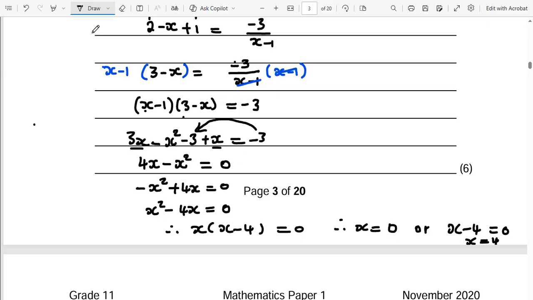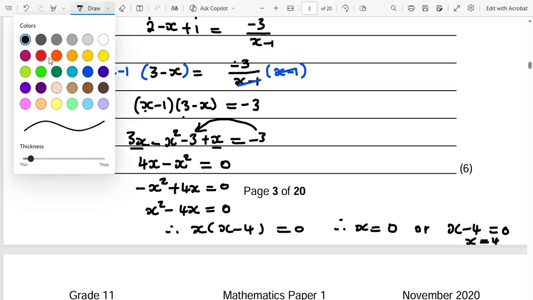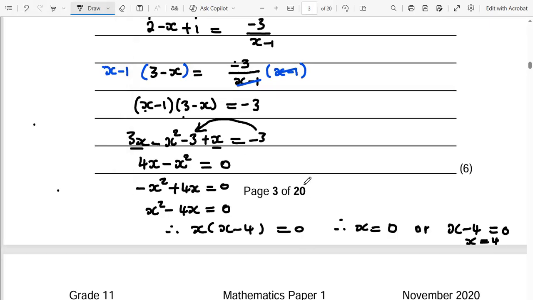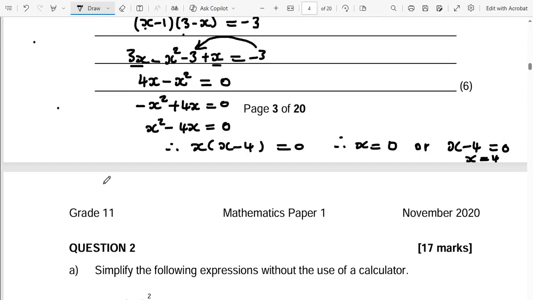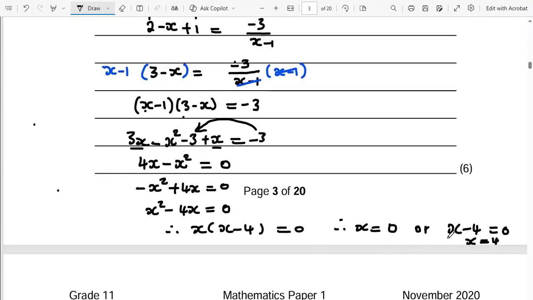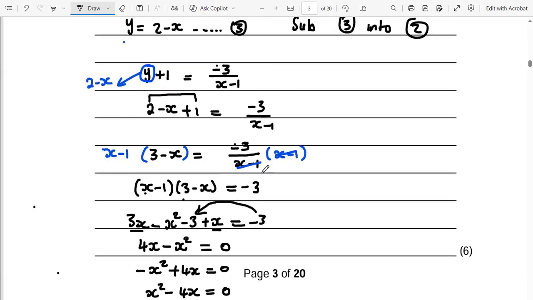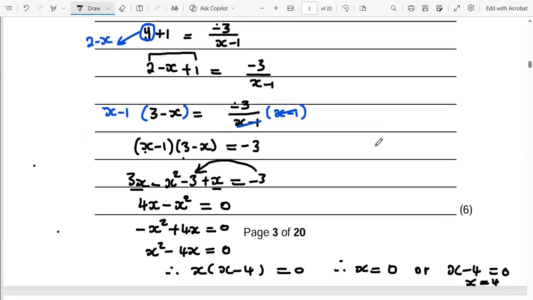Now, another mistake most learners make: when they find the first variable, they celebrate and move to the next question. Please don't do that. Avoid that mistake. When you get the question right, you celebrate. Remember, this is a simultaneous equation. We need x and y.